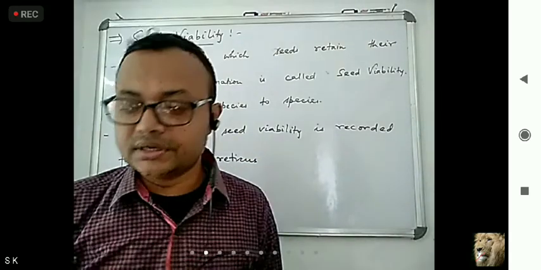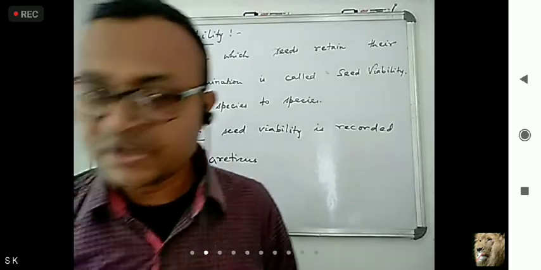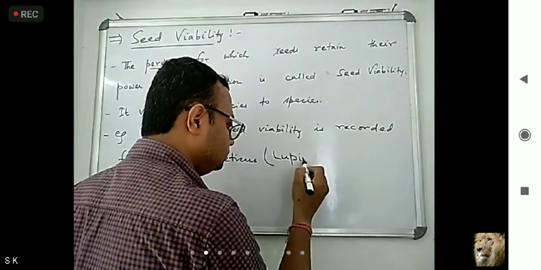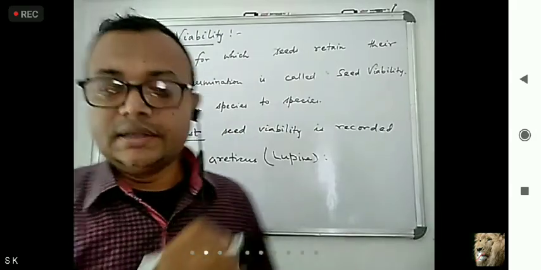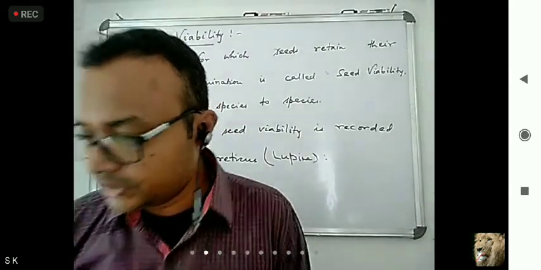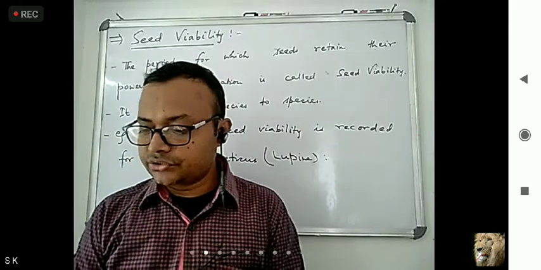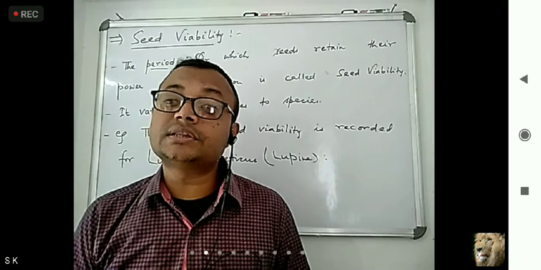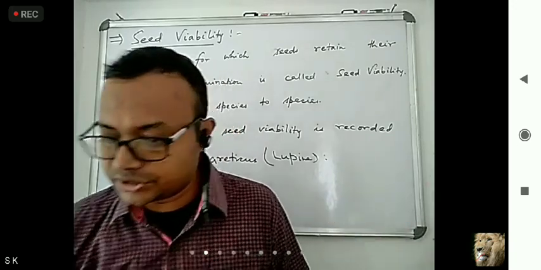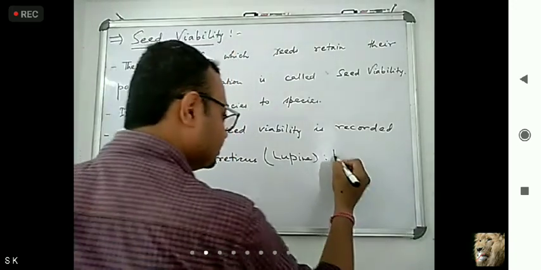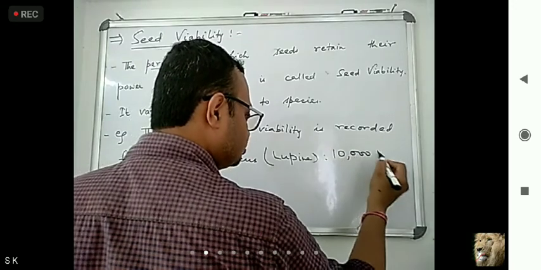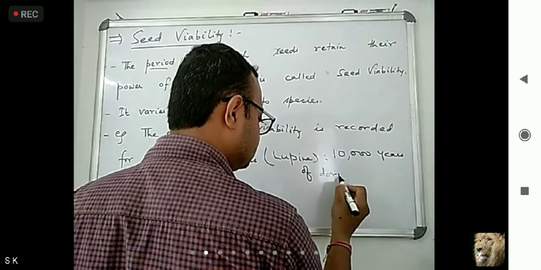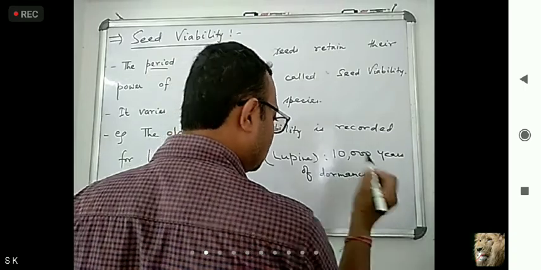Lupinus arcticus. Okay, it is the plant. Common name is lupine. They have recorded how many years it can survive. Just imagine, that is 10,000 years of dormancy. This is the oldest one.